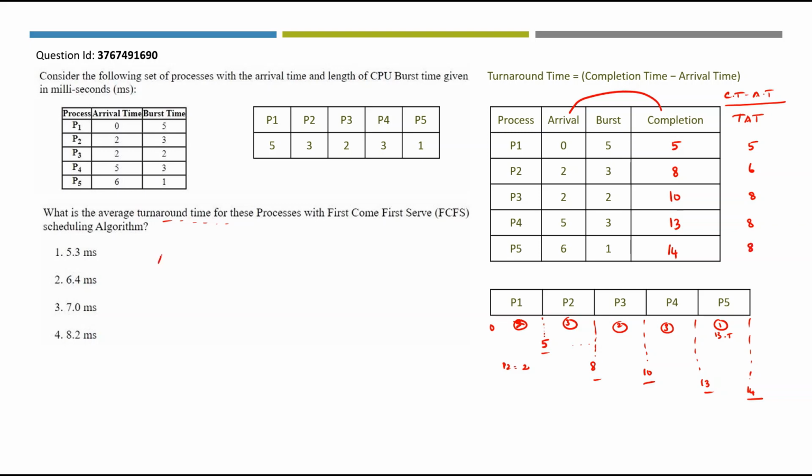They are asking for average turnaround time. This will be 5 plus 6 plus 8 plus 8 plus 8 divided by how many processes there are. 5 processes are there. 8 plus 8 plus 8 is 24. 24 plus 6 is 30. 30 plus 5 is 35. 35 divided by 5 will give 7, which is equated to 7.0 milliseconds. Option number 3 will be the right answer.